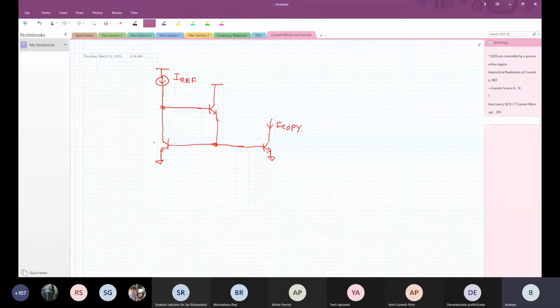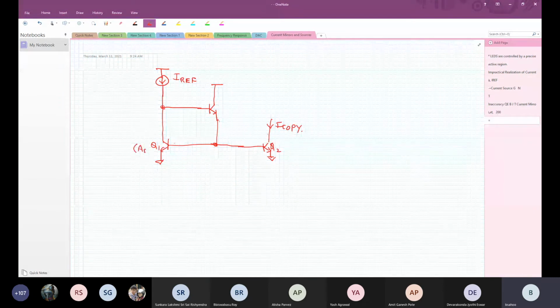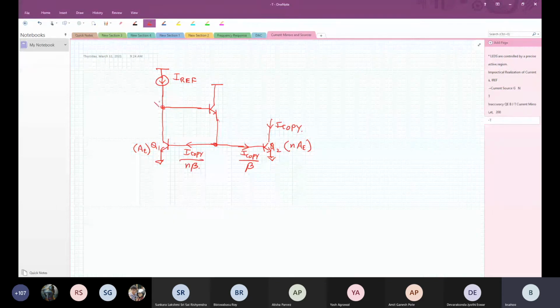so this is Q1, this is Q2. The area of this is AE and the area of this is NAE. This is going to be I copy by beta. This is going to be I copy by N beta. This is node X, and this one is going to be IC1.